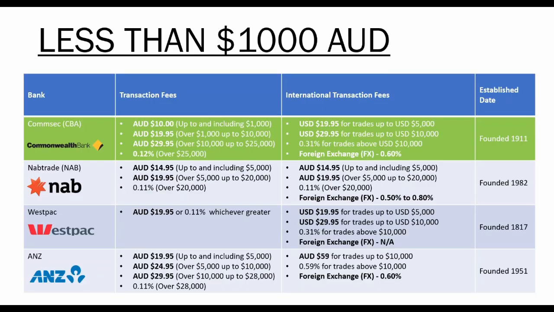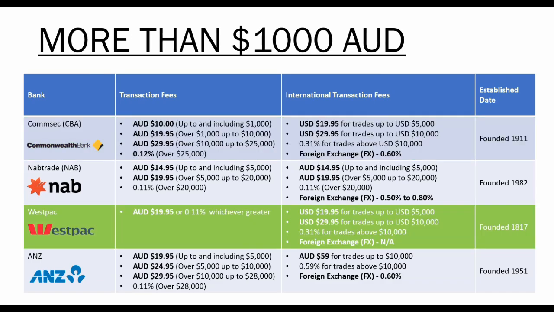So if it's less than $1,000, I'd definitely go with CBA, especially when it comes to transaction fees, in particular for the ASX stock market. However, if I'm looking at more than $1,000, my pick here would be Westpac, simply because it's a flat rate of about $20. So these are the four big banks when you put them into comparison.